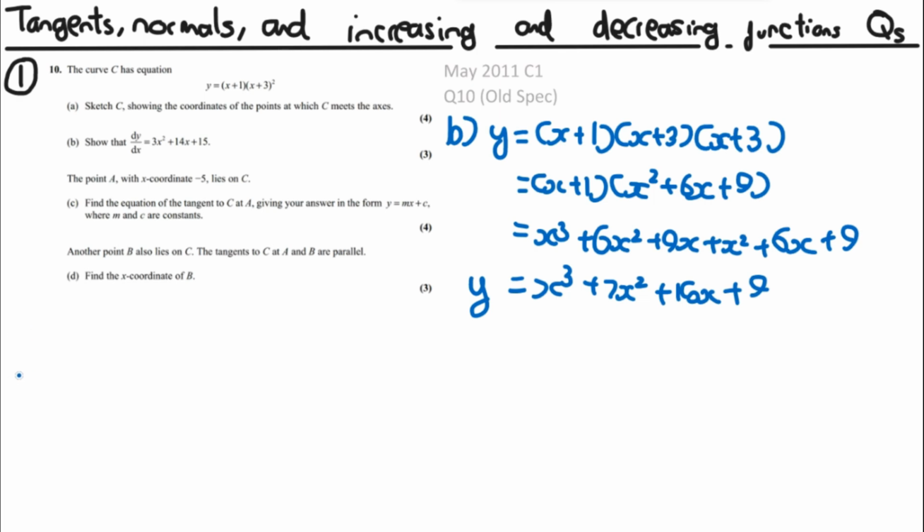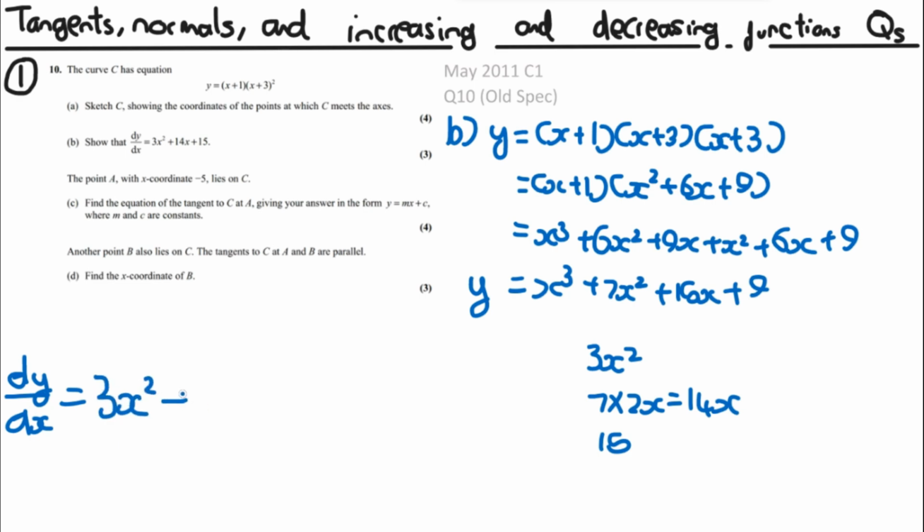So dy over dx is going to be equal to, and then remember we differentiate each of these terms individually. So x³ is going to be 3x², 7x² is going to be 7 times, and then x² differentiated is 2x, which is going to be equal to 14x. 15x is just going to be 15, and then remember that when you differentiate a constant, it just goes away. So therefore dy over dx is going to be 3x² + 14x + 15, which is what's required.